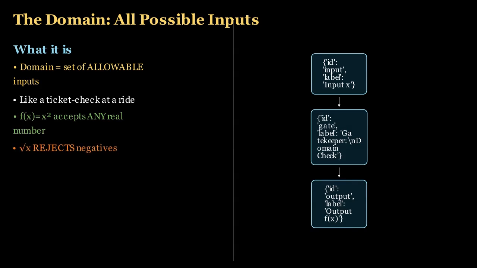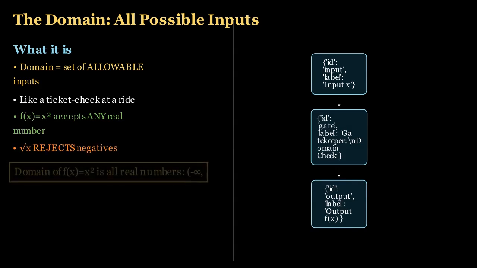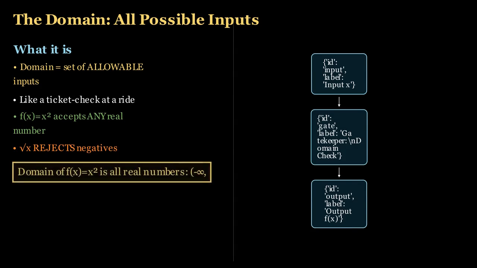For a simple, friendly machine like f of x equals x squared, the gatekeeper is very relaxed. You can hand it any real number you can think of, -2, 0, pi, a million, and it will happily square it and give you an output. The domain is all real numbers. But for a pickier machine, like the square root of x, the gatekeeper gets strict. If you try to hand it a negative number, say -4, the machine jams. It doesn't know how to give you a real number output. So, the domain shrinks, it's only the non-negative numbers.